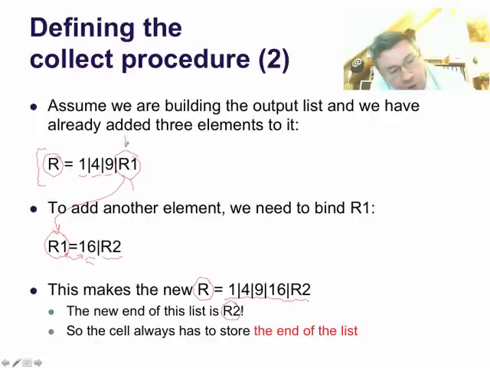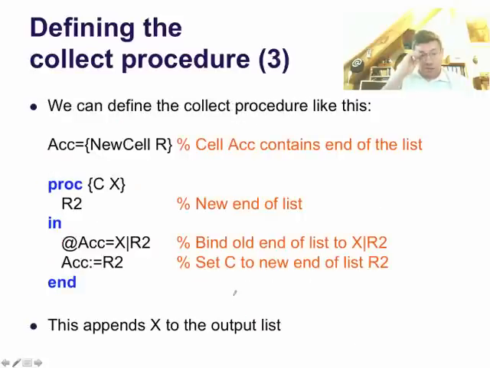Well, we start with R1, which is the end of the list we're constructing, the unbound variable at the end. We bind it, and we come up with a new unbound variable at the end. So in fact, the cell that we need will have to store the end of the list. It starts out by storing R1, and at the end of the operation where it adds 16 to the end of the list, the cell will store R2. So this looks as follows.